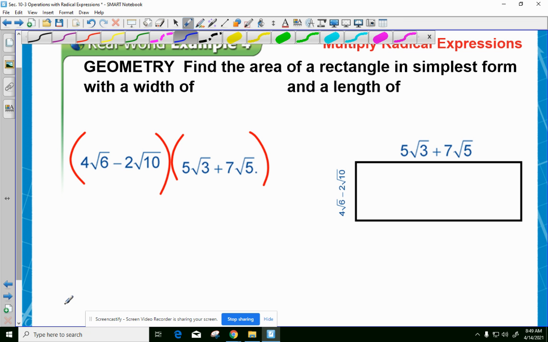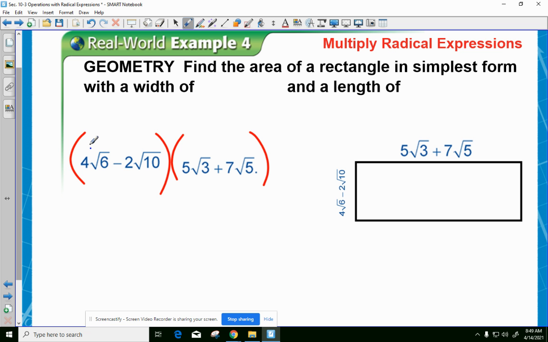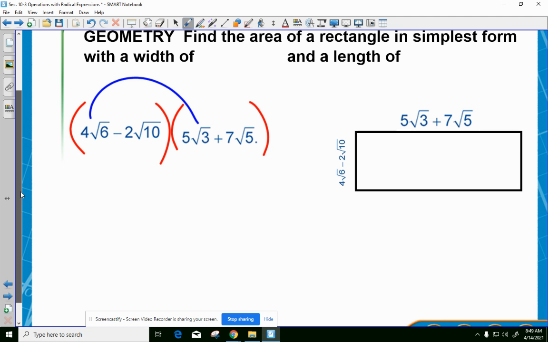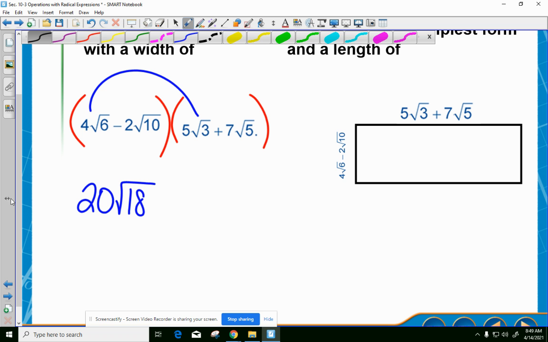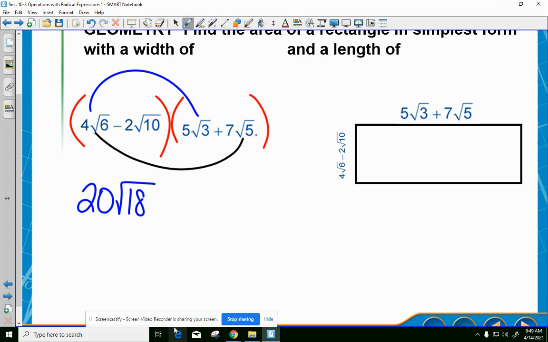So what is the F in FOIL here? It is going to be the first in each of them. If I multiply those two together, coefficients and then radicals, I get 20 radical 18. That's first. O, outsides. 4 times 7, 28. Radical 30.